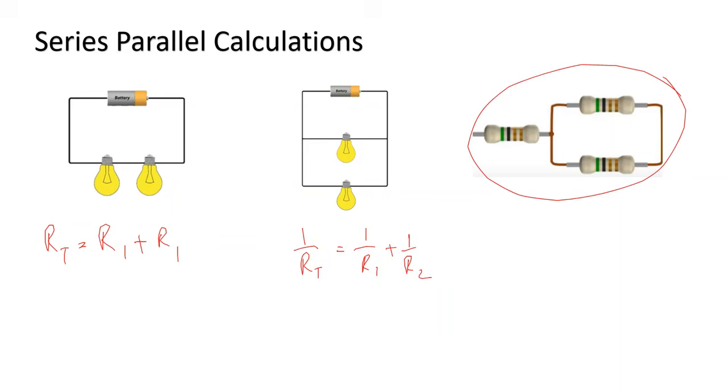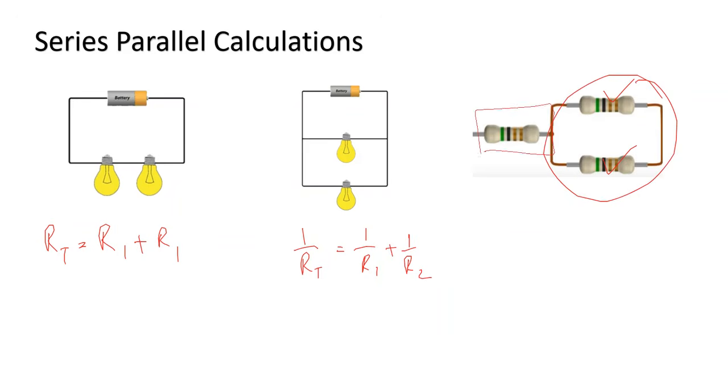This is a combination circuit. So these two are in parallel, and if you have to calculate the total resistance of this circuit, what you'll have to do is calculate the total resistance in the parallel branch, and these two are in series with this one. So you find out the total resistance in parallel and then add it with the resistance of this resistor.